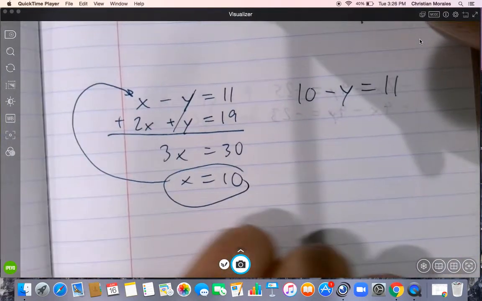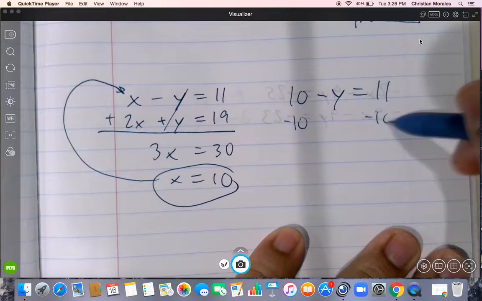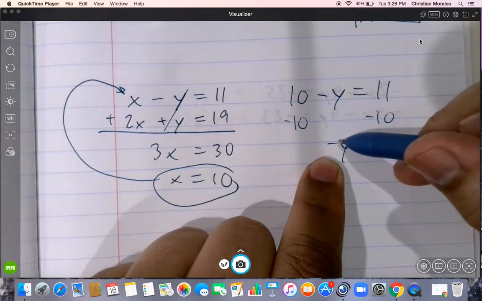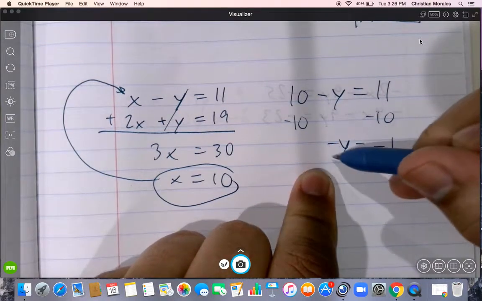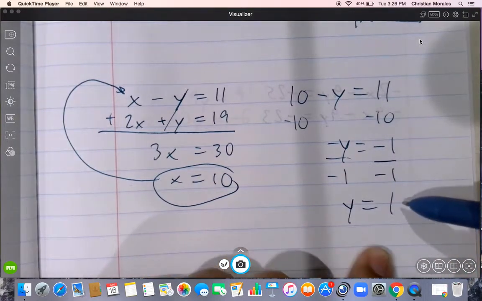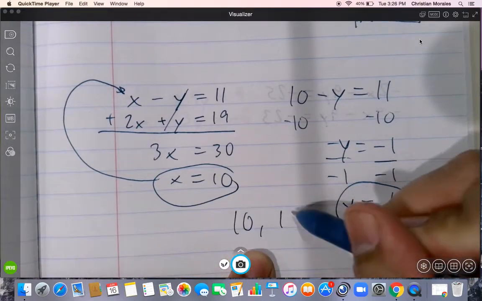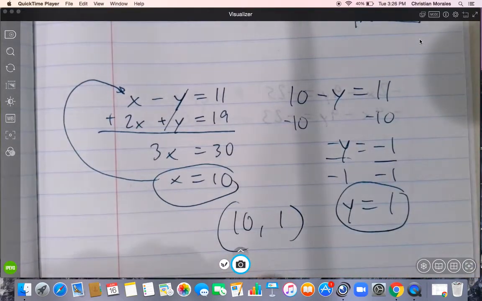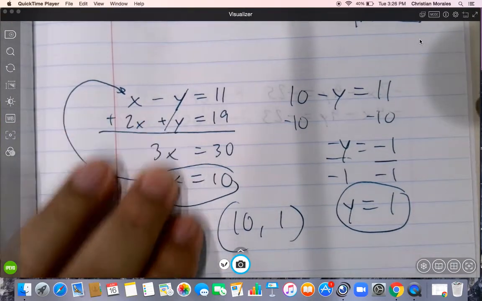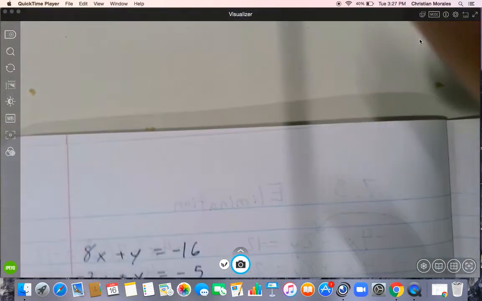Now to solve for y. Okay, so I'm going to move the 10. I get negative 1. Now you don't want a negative sign here. So to get rid of a negative sign, divide by negative 1. You get y equals positive 1. So again, you're going to take your two answers and write them as an ordered pair. Okay, so this is pretty simple elimination. You're just looking to see what cancels out, and you add them up. Now, sometimes though, it's not that obvious.